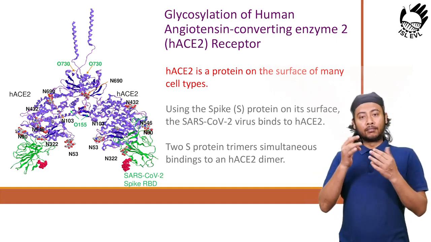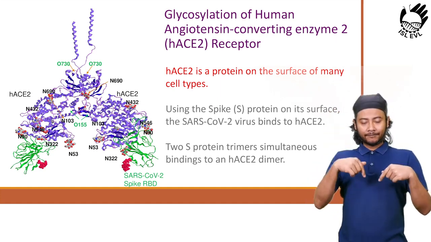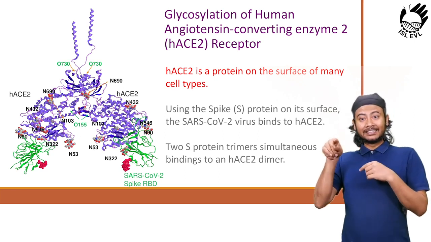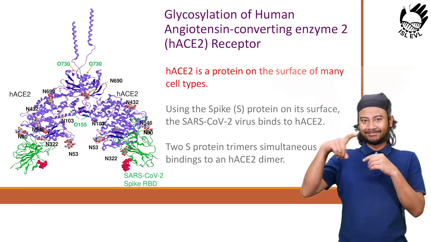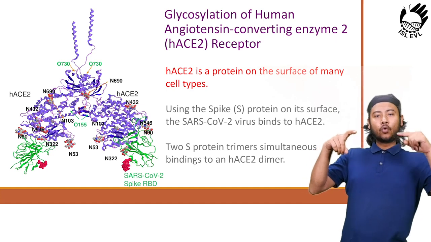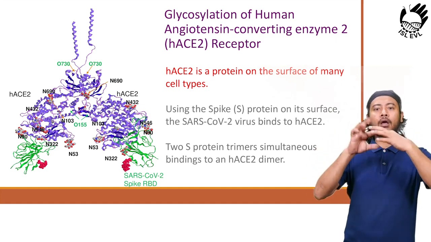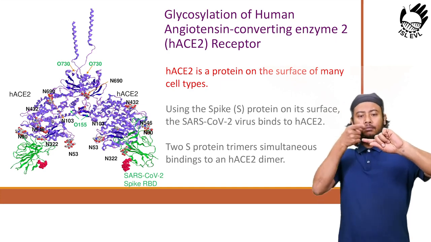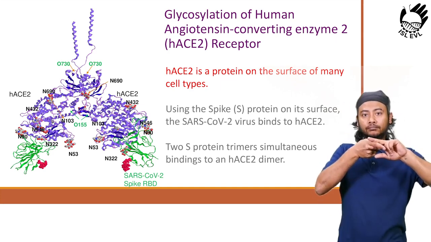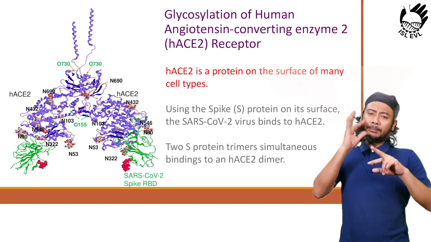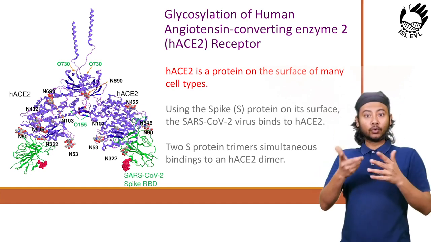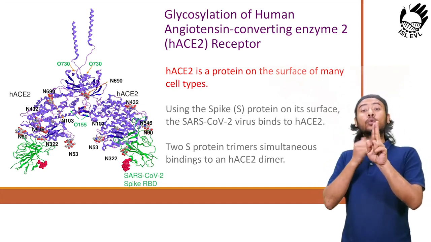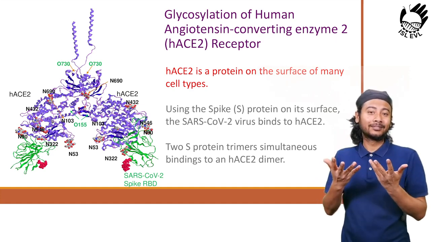Using the spike protein on its surface, SARS-CoV-2 binds to the ACE2 receptor, and that helps in the viral attachment and entry to human cells. Human angiotensin converting enzyme itself is glycosylated, and studying the glycosylation on them is critical for the viral infection. So the study of glycosylation of SARS-CoV-2 is important.